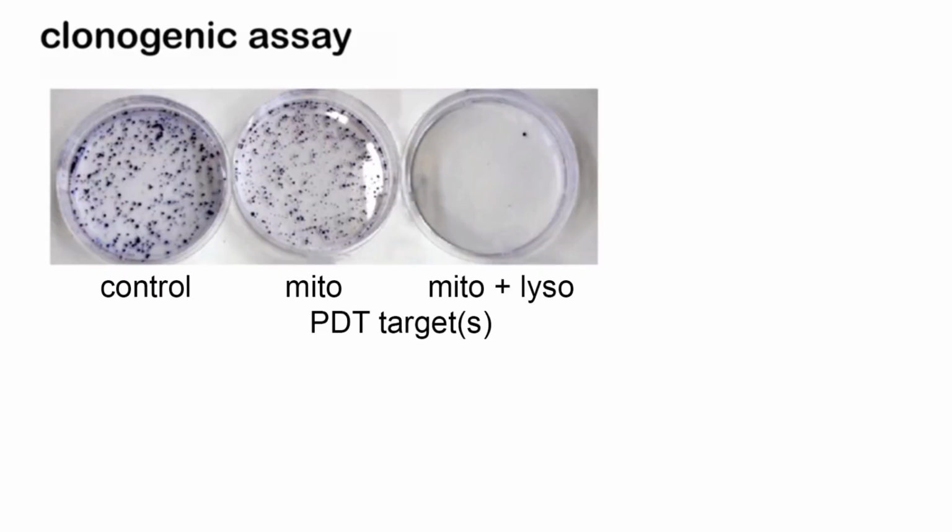While we have been using clonogenic studies throughout this work to determine the effect of PDT on colony counts, it's not necessary to have an automatic colony counter to see the effect. We can see the extent of photokilling by just looking at the plates. Here we have control cells on the left, mitochondrial photodamage on the right, and mitochondrial plus lysosomal photodamage on the far right.